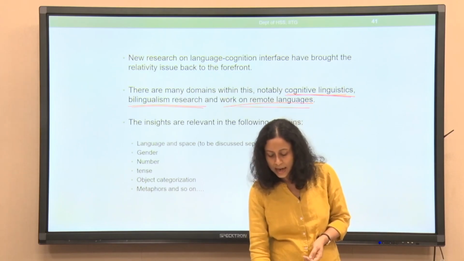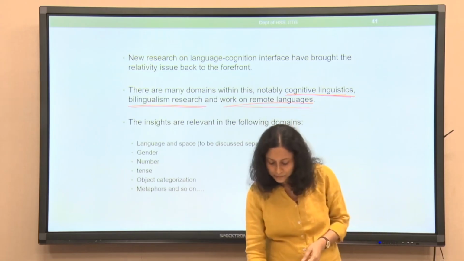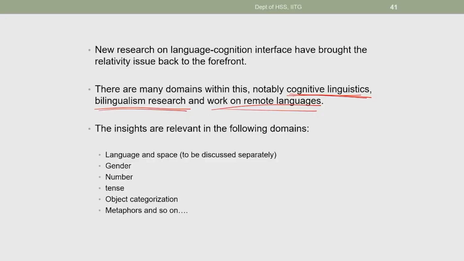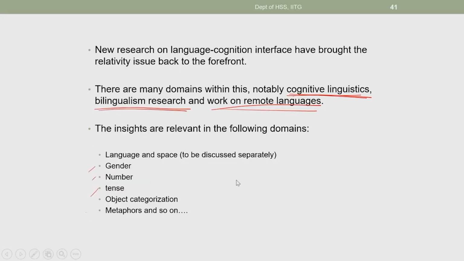So, these insights are found in the following domains. These are the domains that have given us a lot of data in terms of finding out the relationship between these. Language and space has a lot of data to offer us. However, we will discuss this in a separate segment because this is important enough.